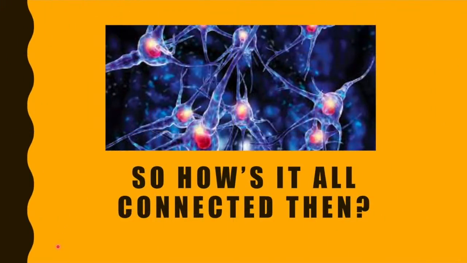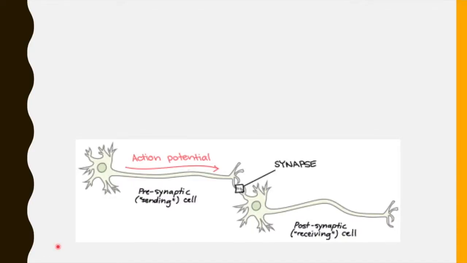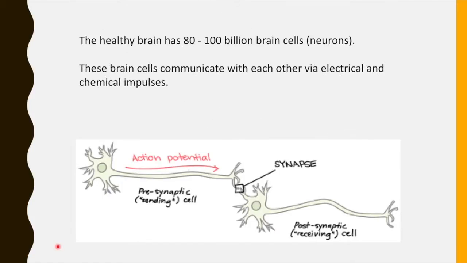So how is it all connected then? Well, it's a good question. We know that the healthy brain has around 80 to 100 billion brain cells, so that's a heck of a lot of communication to be doing. Now, these brain cells communicate with each other via electrical and chemical impulses. So we see a brain cell here, we see a passageway, and think of this as a road, if you like, and this is called an axon. And at the end of the axon is a synapse.